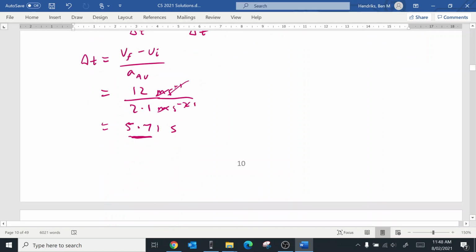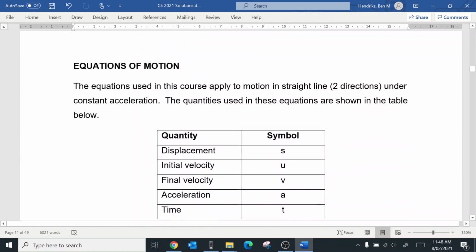Okay, so they're the kinematics examples. We're moving on to equations of motion in the next video.